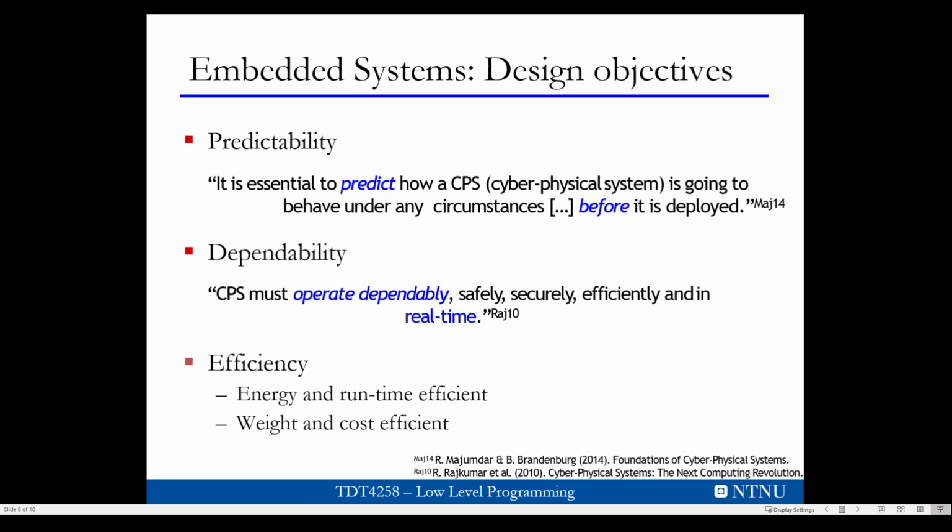And then there are considerations about weight and cost, because you don't want an embedded system to cost so much that the cost of the overall product that it's a part of shoots up. For example, if every embedded system started costing, I don't know, $100, then the cost of your washing machine is going to be so high that you won't be able to afford it. So that's why weight and cost efficiency are also an important aspect of embedded system design.